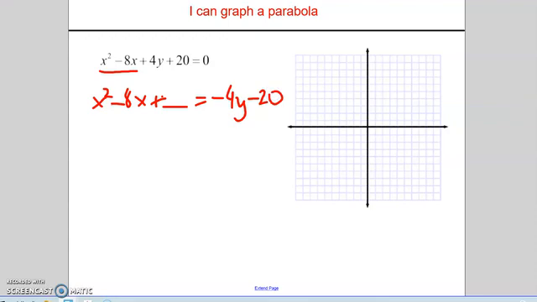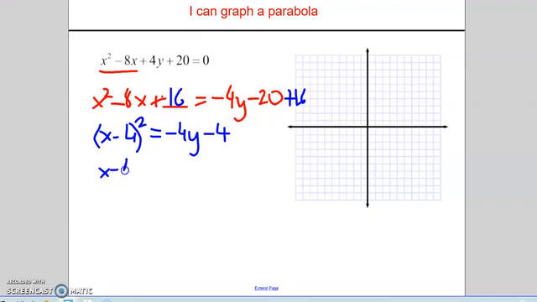All right, so let's complete the square. Half of -8 is -4, squared is 16. Now to add 16 to this side. So this is (x minus 4) squared is equal to negative 4y minus 4. Let's factor out the negative 4. So (x minus 4) squared is equal to negative 4 times (y plus 1). That changes to a positive now, since when I distribute, I get negative 4.